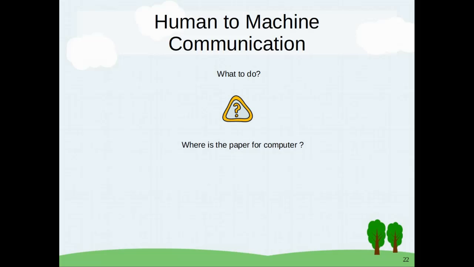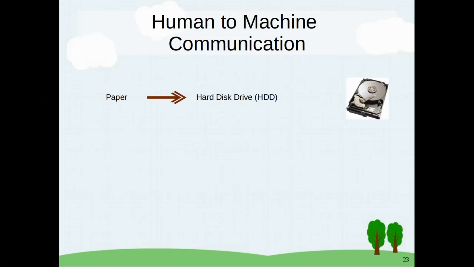Does the machine have any representation of paper, that the machine can write something? And are there any memories for the computer that it can remember it? So let's see what options we have, okay? In human to human communication, we see that the means of storing something was a paper, right? So for the machine, it's called hard disk drive. In short form, it's called HDD.